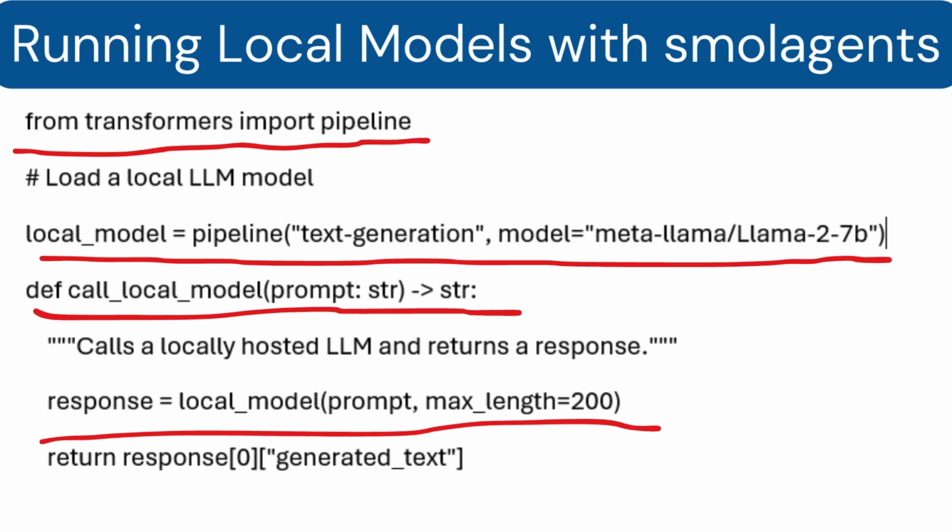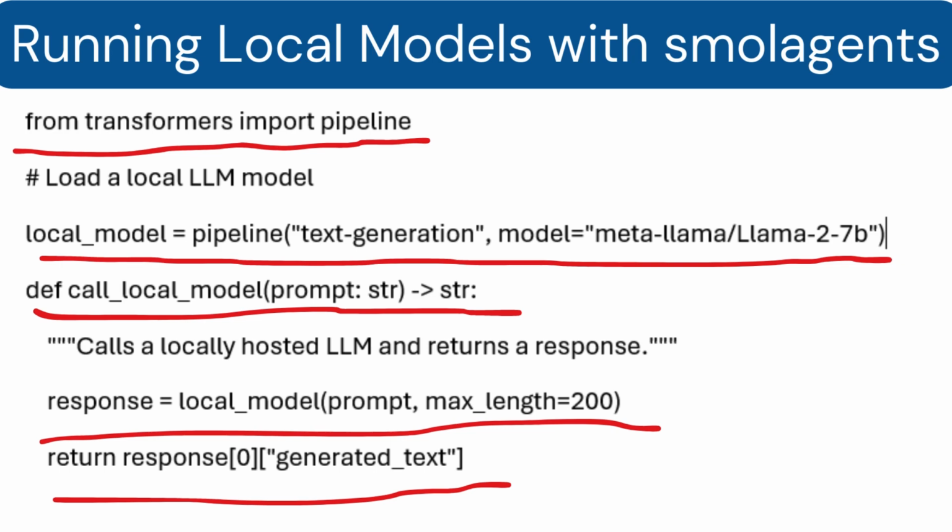Step 5 is returning the AI's response. Return response, 0, generated_text. Since the output is a list, we're extracting the first response using response, 0. And the actual AI-generated text is stored inside generated_text, so we return that as the function's output.